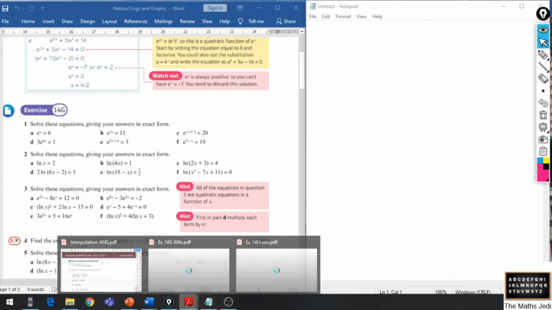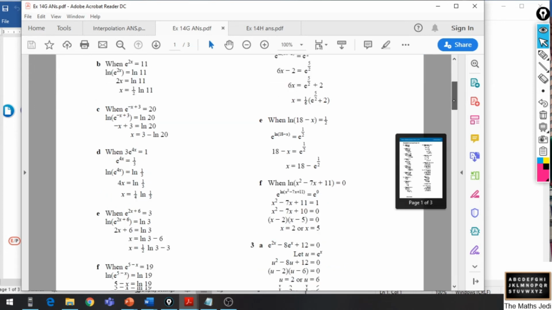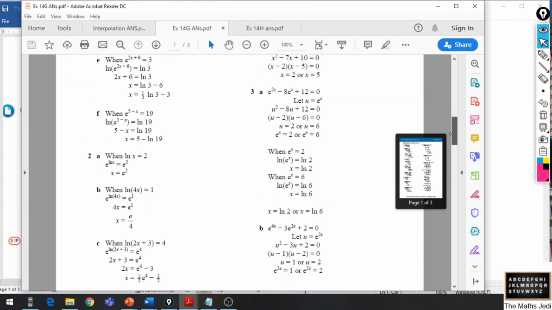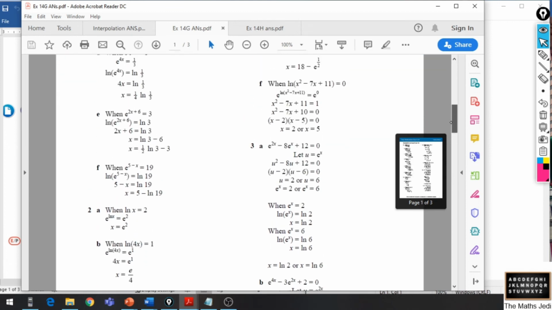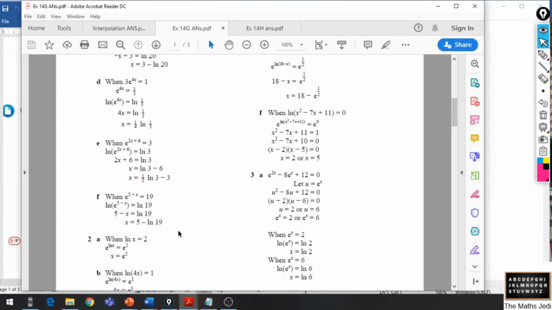Let's just take a look at the answers, make sure we've got ourselves understanding of that. So it's 14G. That's this one here. So we did the last couple, so I need to go down a little bit. Here we are. So 5 minus log 19, that's what we had. And then we wrote it as (log 3 minus 6) all over 2, but they've written it in a slightly different form, but these are equivalent forms to the answer I gave earlier, so that's absolutely fine.